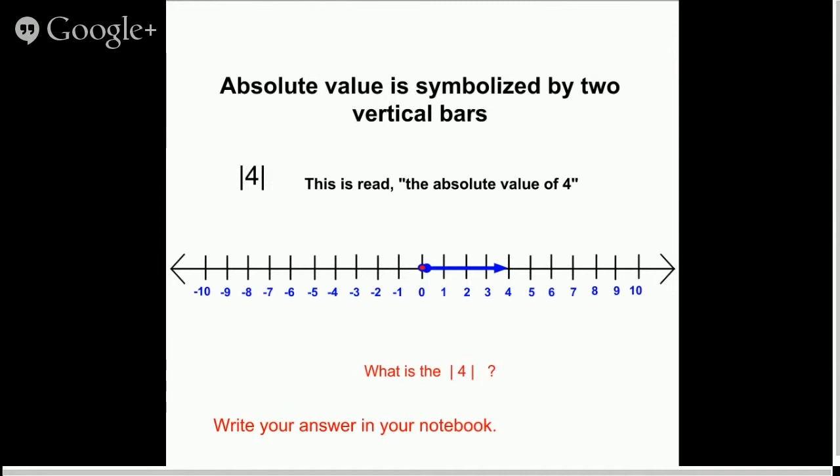All right. Write your answer to this one. What is the absolute value of 4? Write your answer. Go ahead and pause it. The correct answer is 4, because there are 4 spaces between 0 and 4.